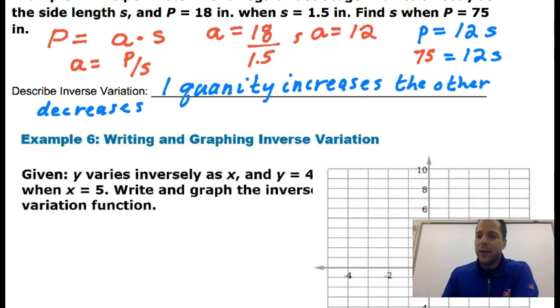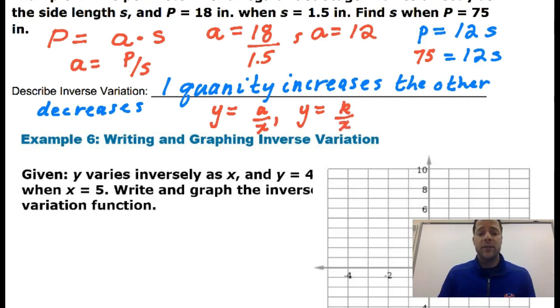So the equation for that is a little bit different. It's going to be y equals a over x or y equals k over x, depending on your textbook. This is the equation that represents inverse variation, and you'll see the words like varies inversely. Sometimes you're going to see it written as k. If you solve that proportion, k is actually equal to x times y. So that's a quick way to find your k value. Those are the three things we're going to use moving forward.